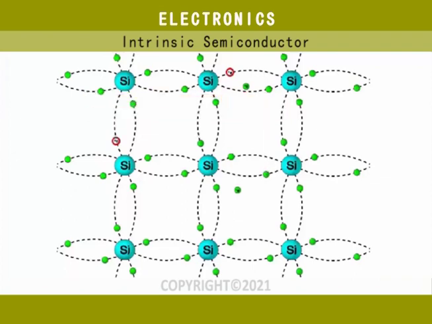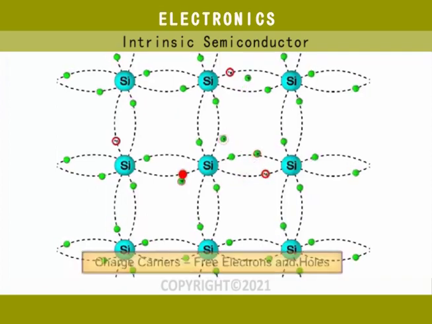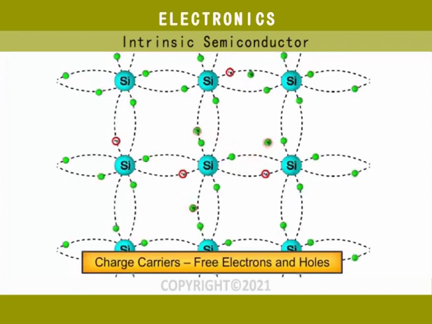Note that the movement of holes occurs due to the movement of electrons across covalent bonds and not because of the movement of free electrons. Thus, there are 2 types of moving charge carriers in the crystal lattice of a semiconductor: negatively charged free electrons and positively charged holes.